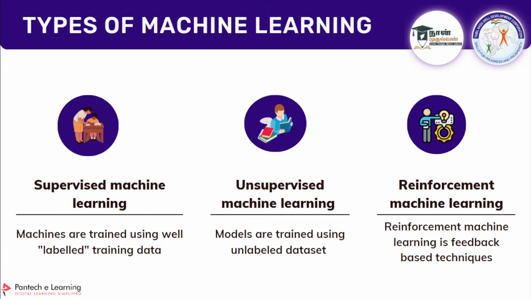So starting with the types of machine learning. In machine learning, there are three types. We can classify them as supervised machine learning, unsupervised machine learning, and then reinforcement learning. When you go for supervised machine learning, the machines are trained using well labeled training data. There is labeled training data and we are using it.